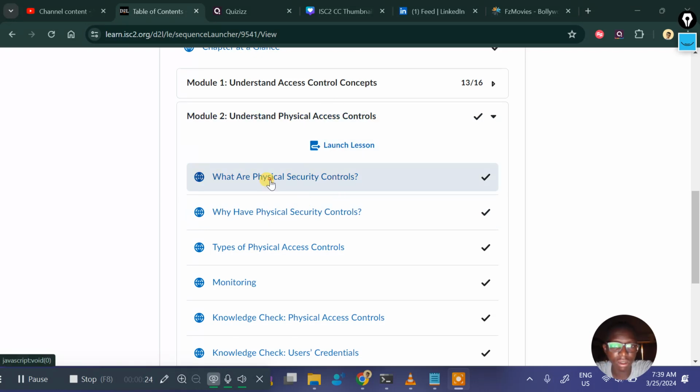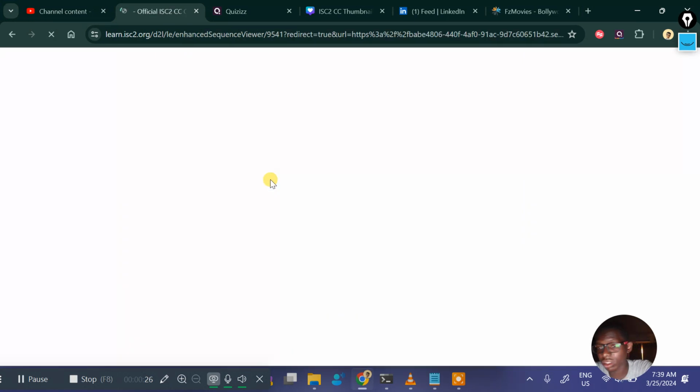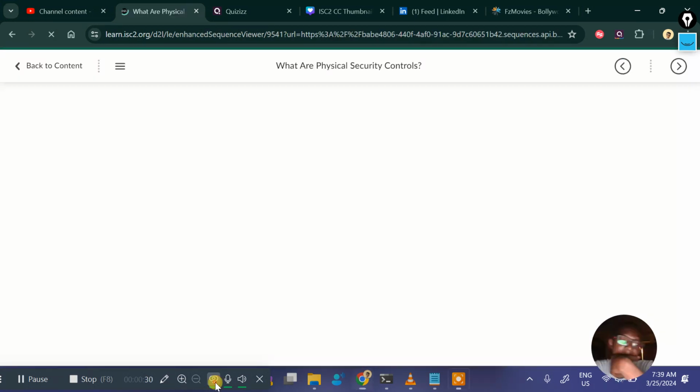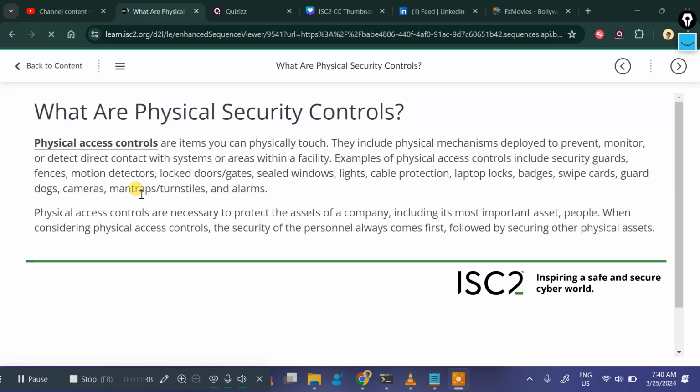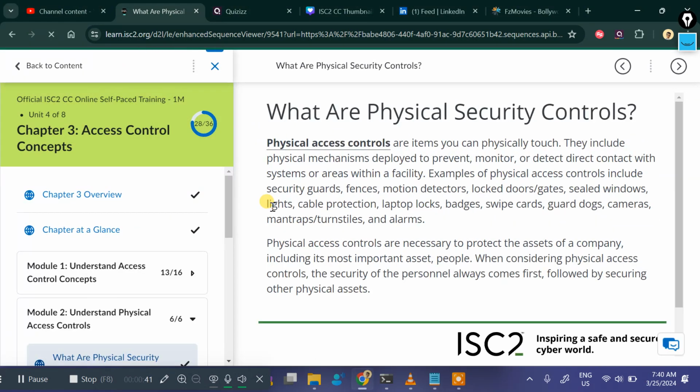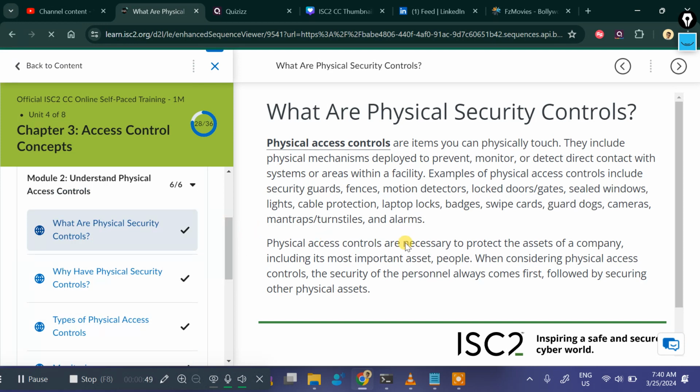So we are moving into, of course, module 2. This class is about physical security. And what do we call physical security? Now, when it comes to physical security and technical security, we've spoken about this before, but it's part of the access control concepts you need to know. Physical security controls are all about physical prevention and physical direction of people. So we have the items you can physically touch, and they are deployed to prevent, monitor, or detect direct contact.